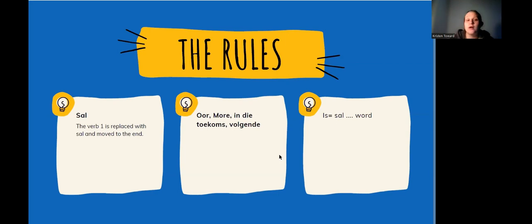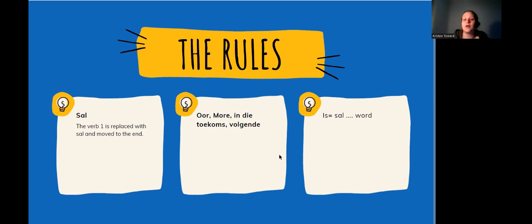The words to look out for with your future tense: oor, môre, in die toekoms, and volgende. So these words all indicate that it is in the future tense. So oor, to happen, môre, tomorrow, in die toekoms, in the future, and volgende, so next.